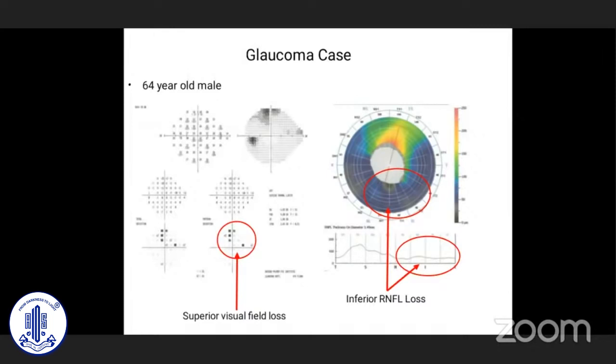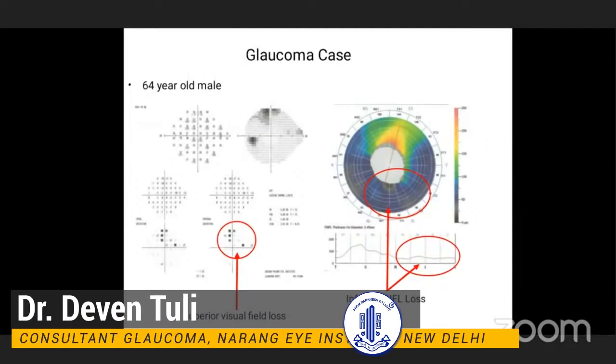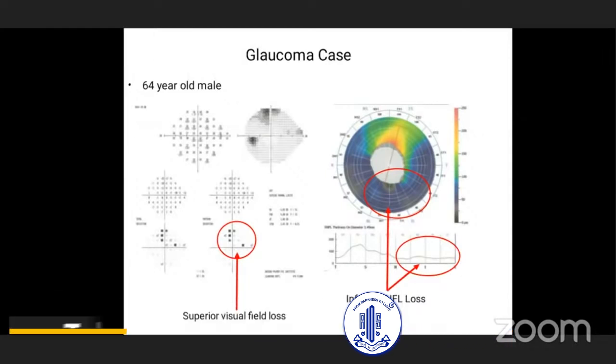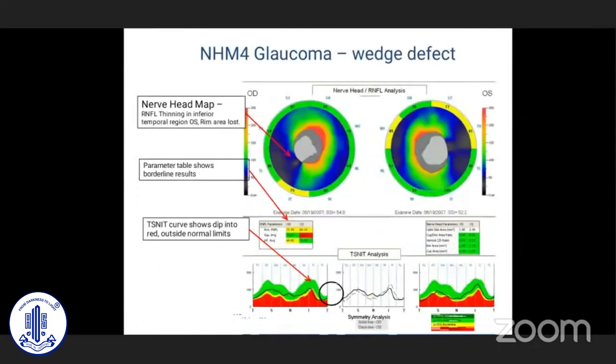And as we know, when the inferior RNFL or the inferior rim thins out in glaucoma, you pay attention to it. And correspondingly, if the inferior rim goes in structure, that should reflect on a superior paracentral defect on the field. And that is exactly what we found in the 64-year-old male patient who came to us as a suspect. But after doing these tests, it was established that he has early glaucoma and probably needs treatment.